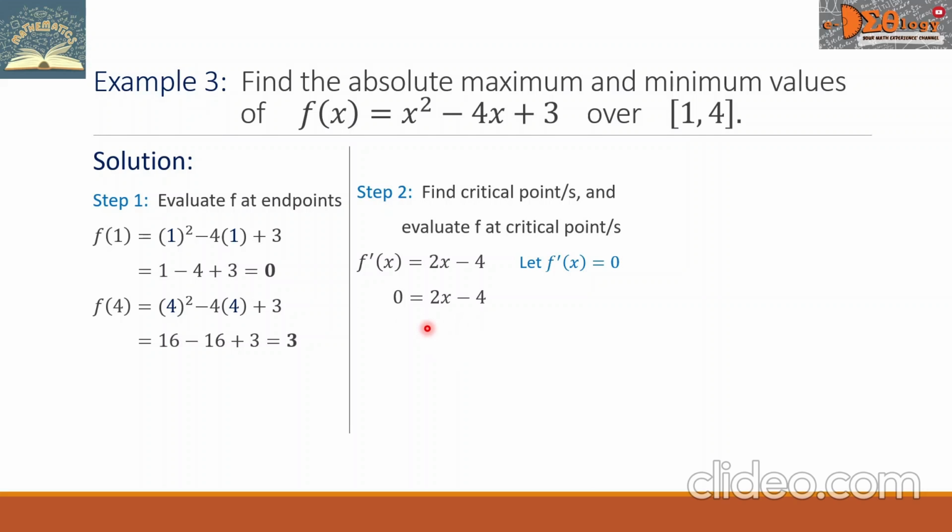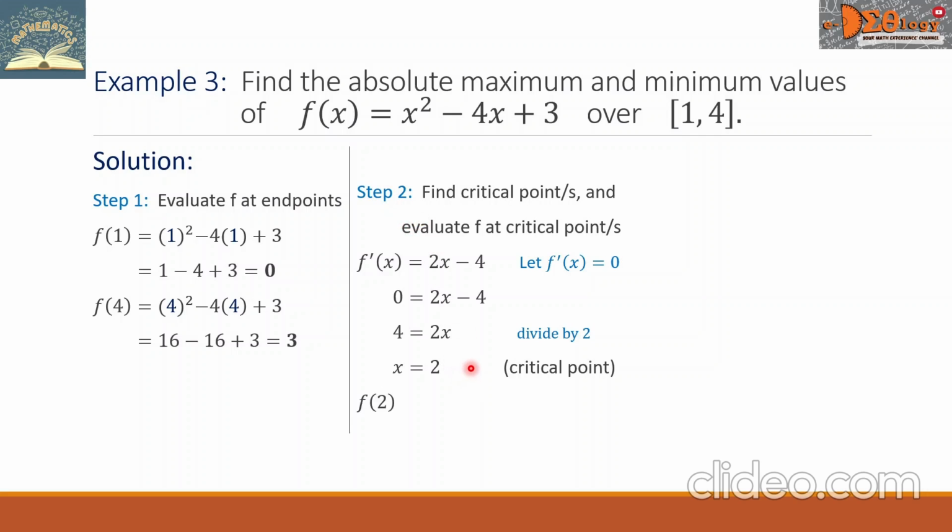Let us solve for x. This negative 4 we transpose to the left side. From negative, it becomes positive 4. Then, we want the x. We divide this equation by the coefficient of x, which is 2. If we do that, we will get the value of x. X now equals 4 divided by 2, which is 2. So we have x equals 2 as the critical point. In this problem, we have only one critical point.